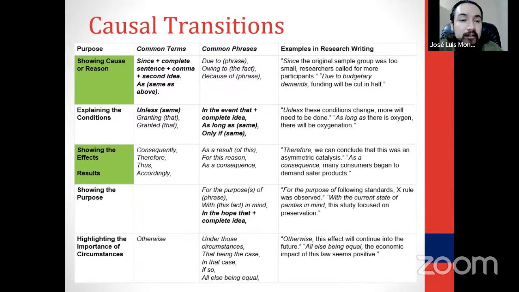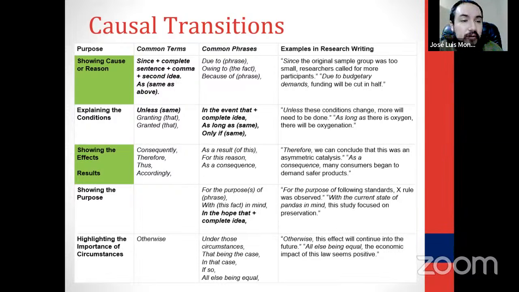Explaining conditions: unless, granted that, in the event that, as long as, and then you have the same, only if, and same. Okay, explaining conditions. And again, this is very common, right? Explaining the conditions is like this example. Unless these conditions change, more will need to be done. Unless you finish this, you won't be able to go. So explaining conditions, that's it.